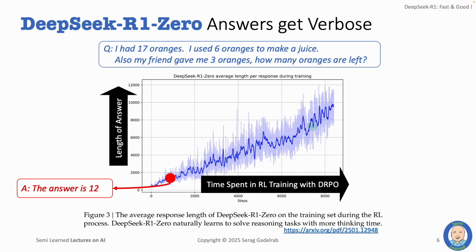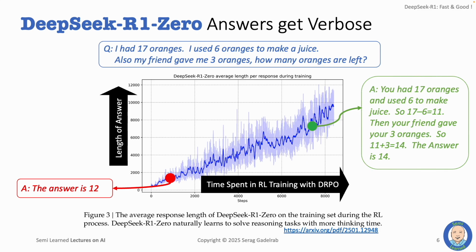But as we run more RL training sequences that update the model weights, the answer to the same question may be the one shown in green, which is not only correct, but it also gives us an insight into how the model arrived at the answer. And that is exactly what we want from an LLM that solves reasoning problems.